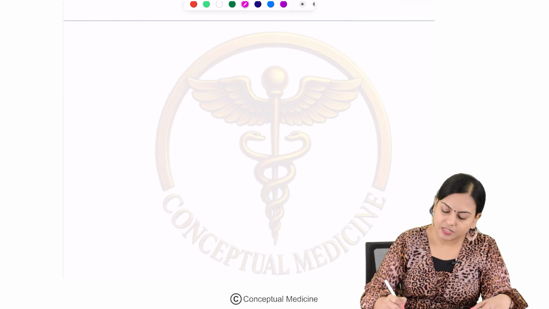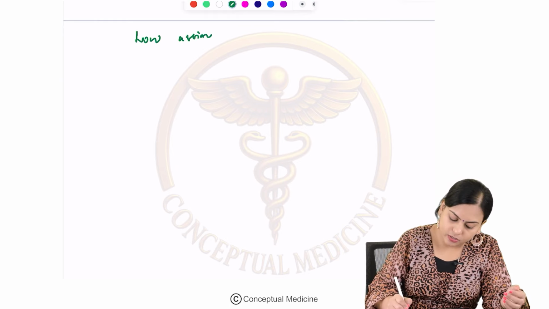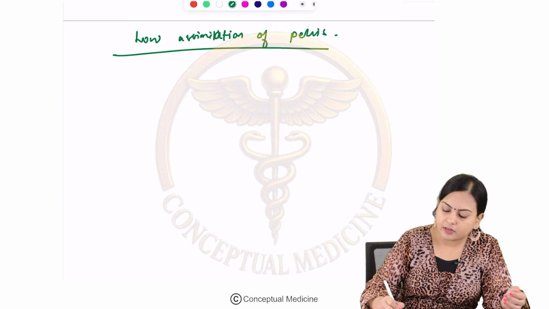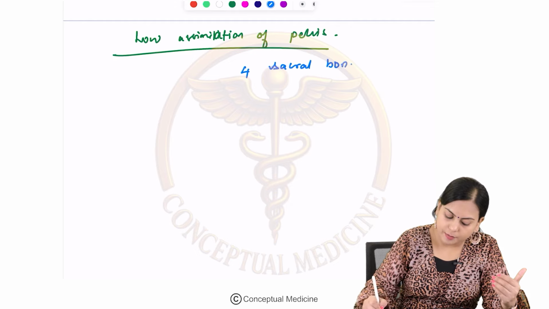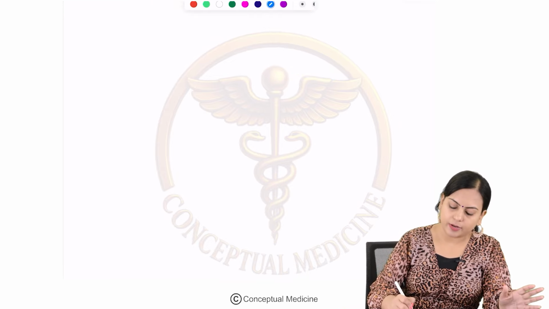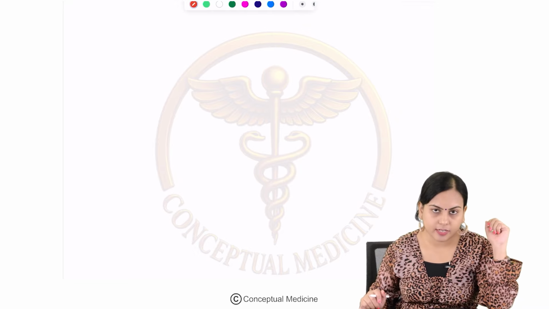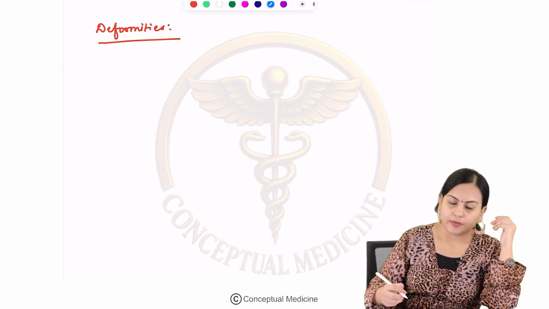Clear? And sometimes even low assimilation of pelvis can also be there, where you have only 4 sacral bones, okay, but here it is not that much obstetrically significant. Clear? Only high assimilation of pelvis is significant, where you can have cephalopelvic disproportion. Clear? Yes. Next we will see the other causes like deformities that can lead to cephalopelvic disproportion.